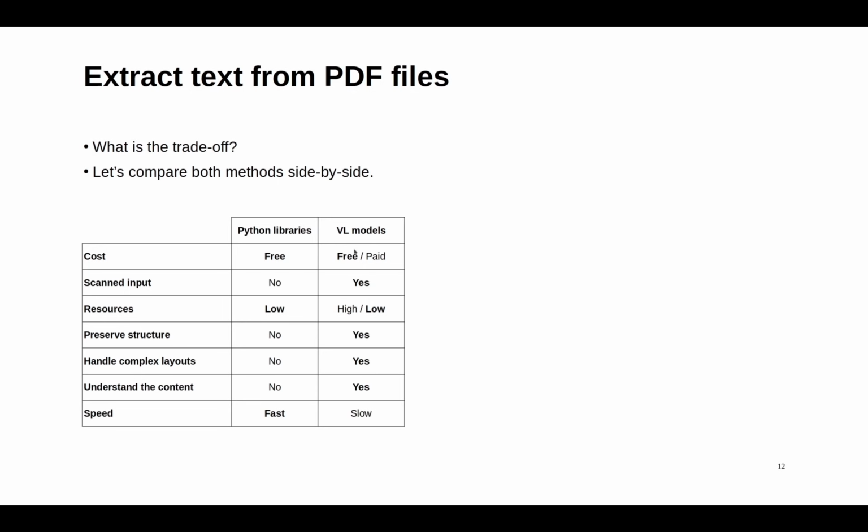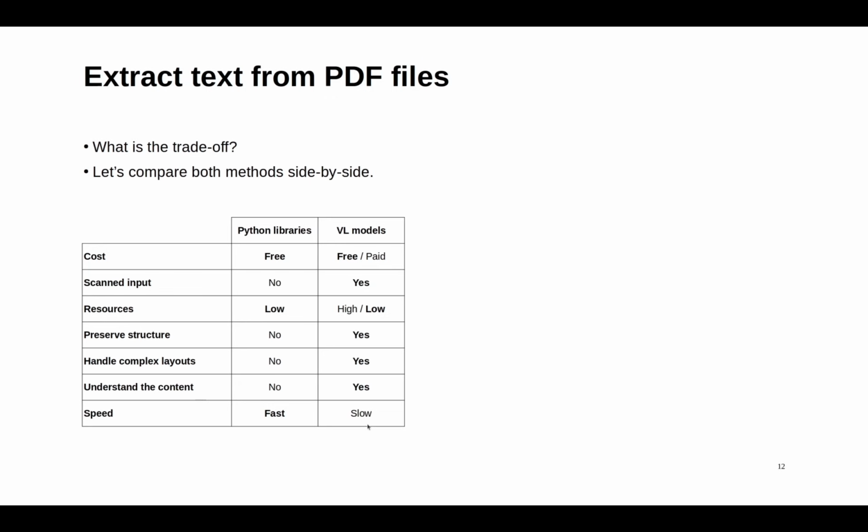If you decide to run the models locally on your laptop, you need decent hardware. You need to have a GPU in order to get fast responses. Here, low means that instead of running the models locally, you will connect to an API and use the model that is hosted on the cloud. VL models have a clear advantage because they preserve the structure of the document, they handle complex layouts, and understand the content of each page.